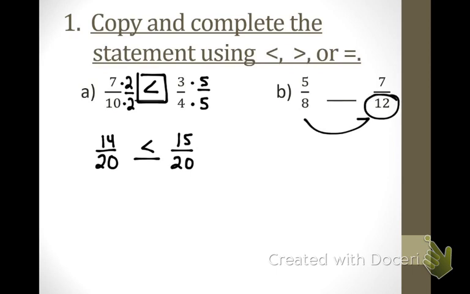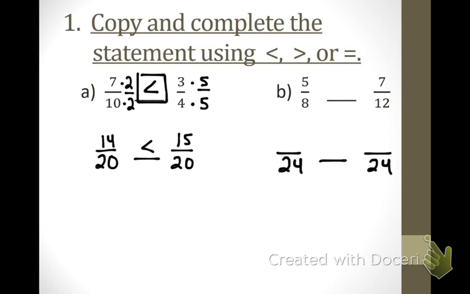Can an 8 go into a 12 evenly? No, it cannot. So I've got to go to my next multiple of a 12. What's the next multiple of a 12? 24. All right. Can an 8 go into a 24 evenly? Yes, it can. So now I know my common denominator is going to be a 24 for both of these. Remember, before you do anything else, you have to find a common denominator.